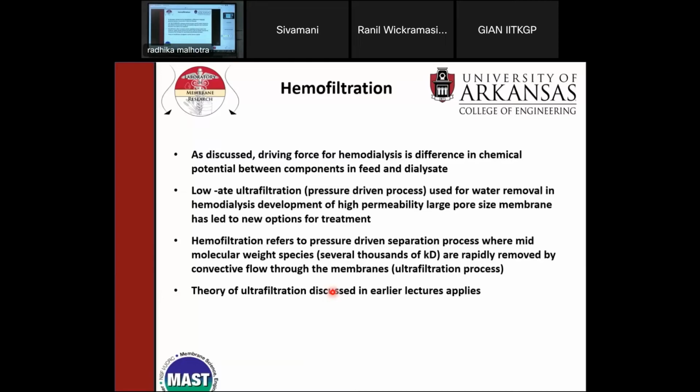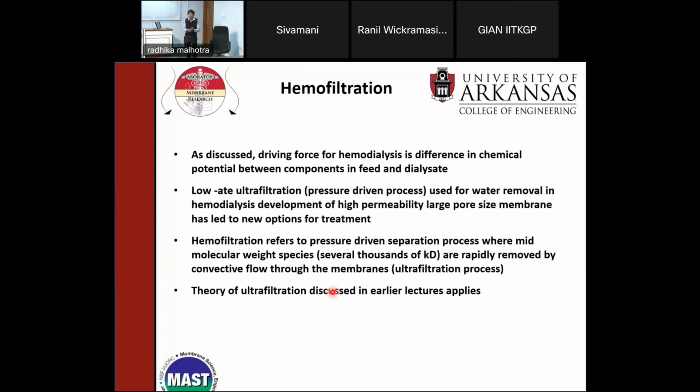Now, today we have high flux membranes. So the question comes up: in hemodialysis, the process might be too slow. You don't want the patient sitting there forever on the dialysis machine. So for small species, urea and other small molecules you're trying to remove, that's fine. You can do them quickly.